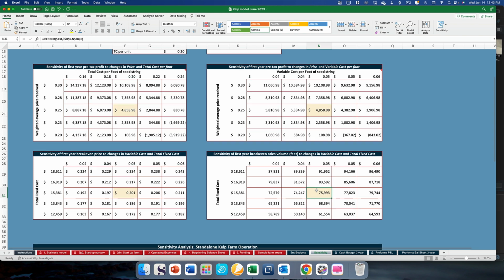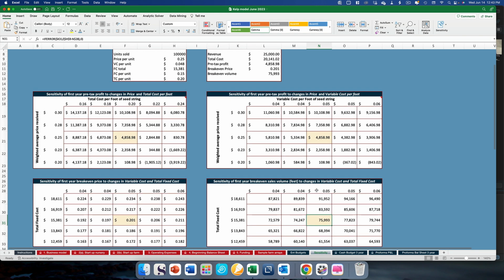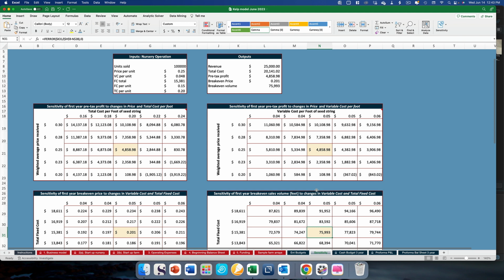And again, because of the nature of this model and the nature of the integrated nursery and grow out model, we really can't do this exact type of sensitivity analysis with the integrated model. But we have something even better. So that's going to be the topic of the next and final video.